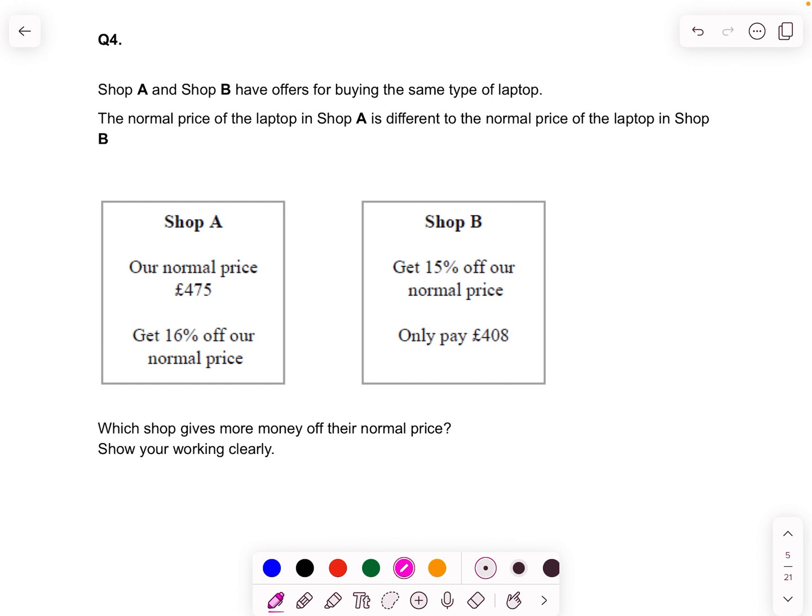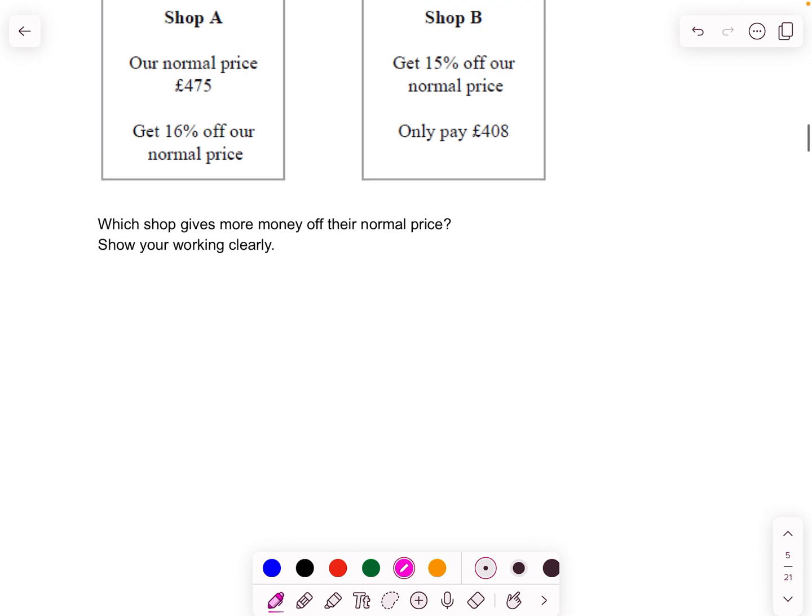Okay, question 4. So we've got to decide which shop gives more money off their normal price. I was surprised at how lazy some of you are in terms of doing your working out and writing an answer. Some of you just decided to circle the correct answer, but that's not usually enough. You do have to write it down, please. Right, let's start with shop A first.